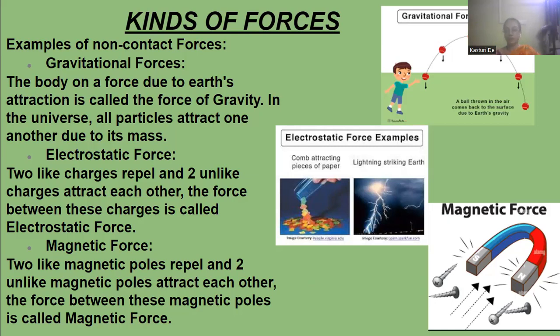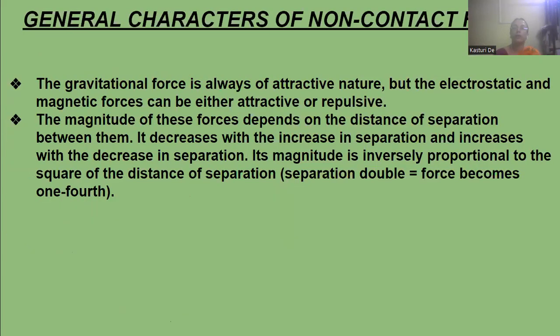Then magnetic force. Here also, with magnetic poles, we know like poles repel each other and unlike poles attract each other. If we take a magnet, we will see it will attract some iron objects, iron particles. That force between the magnet and the iron object is also a magnetic force. This is the magnetic force which helps the magnet attract these iron objects.